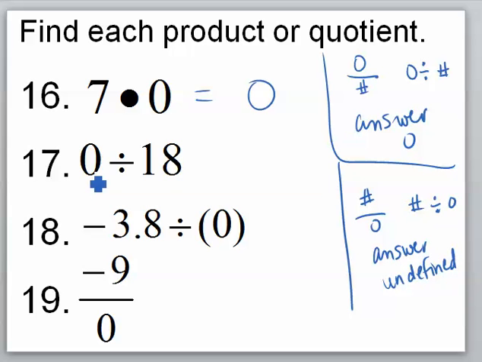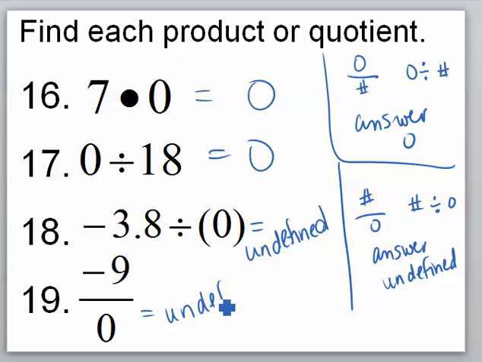So this one says you'd have 0 and you divide it up 18 ways. Well, that gives you 0. This says you have $3.80 and you're dividing it up 0 ways. That's not possible. You don't divide something up 0 ways. So you have undefined. Same thing with this one. This one's also undefined. 0 on the bottom gives you an undefined solution.